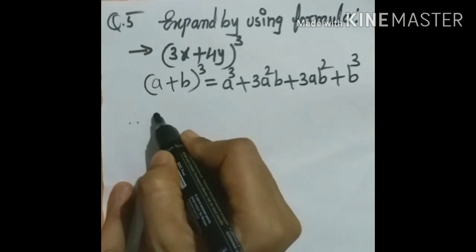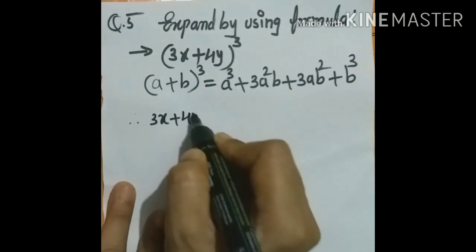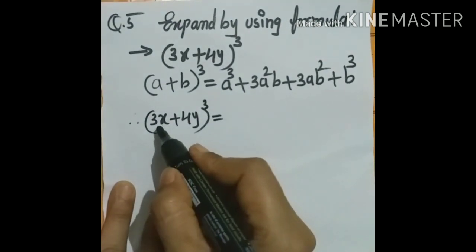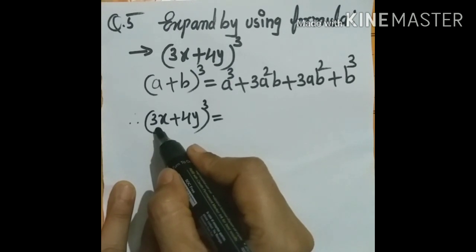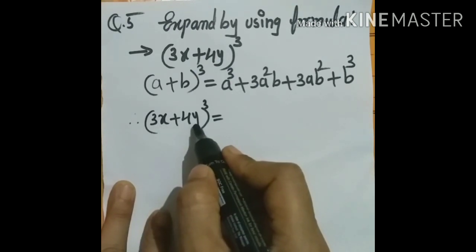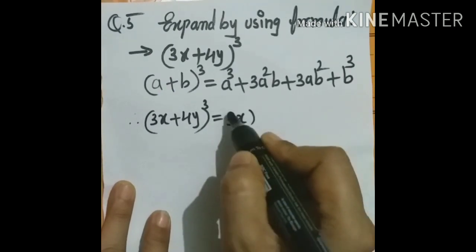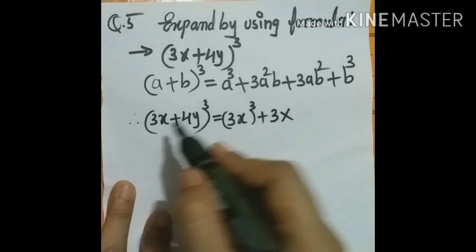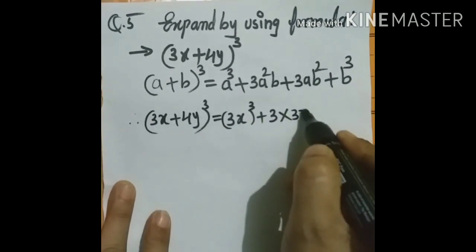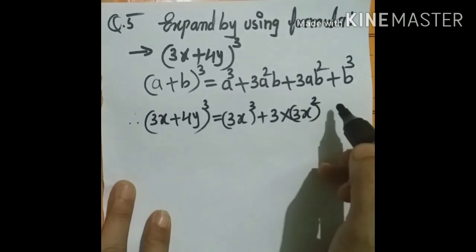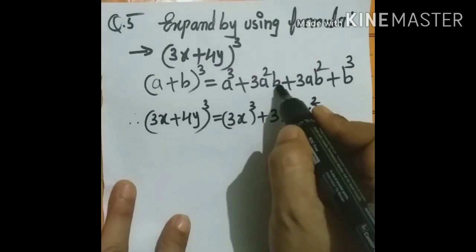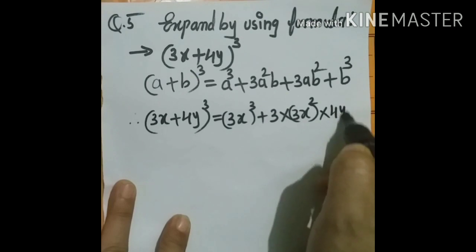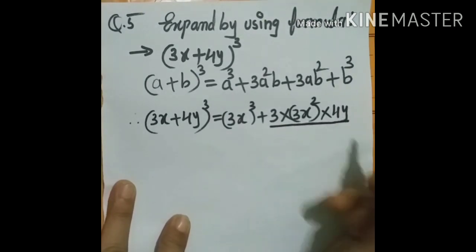Therefore, 3x plus 4y whole bracket raised to cube. So first we take the first term cube. Here the first term is what, children? 3x, and the second term is what, children? 4y. So here we take 3x raised to cube plus 3 into a. A means what, children? 3x raised to 2. B, B means what, children? 4y, into 4y. Underline these 3 terms, children.